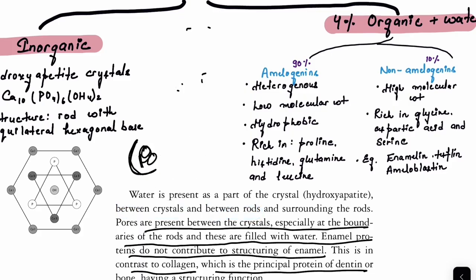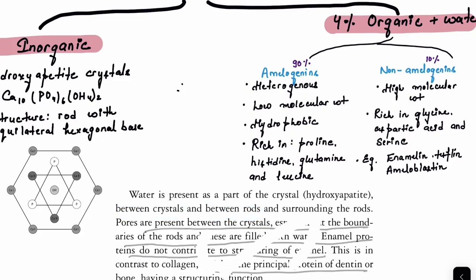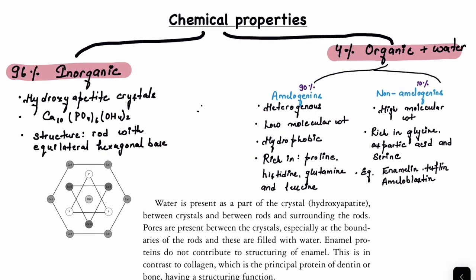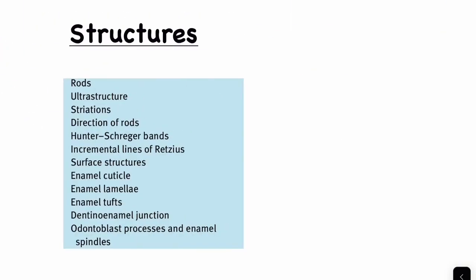Whereas collagen provides strength in most of the tissues we'll study further. So there is a contrast between the proteins present in enamel and the protein which is collagen, which will be present in the dentine or pulp or bone, sorry.